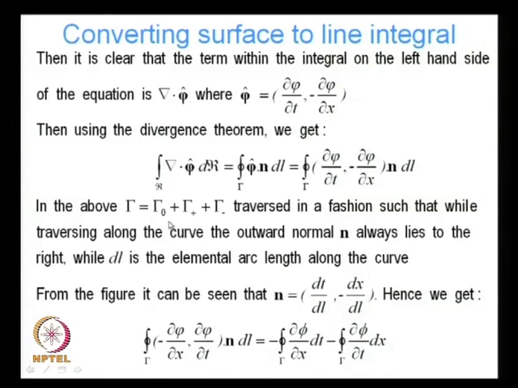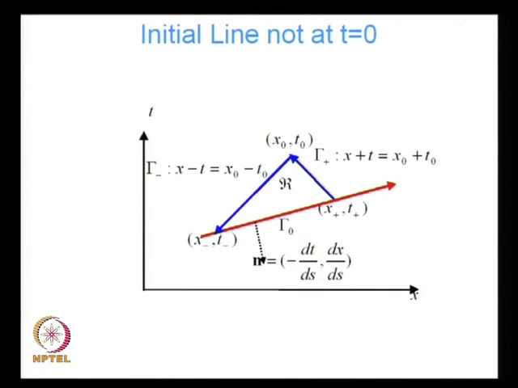In the above, gamma is equal to gamma 0 plus gamma plus plus gamma minus, traversed in such a fashion that while traversing along the curve, the outward normal n always lies to the right. If you go back and take a look, I am moving along this direction, so the outward normal is always lying to my right. I move along this path, I move along that path, and the outward normal is always on my right hand side.